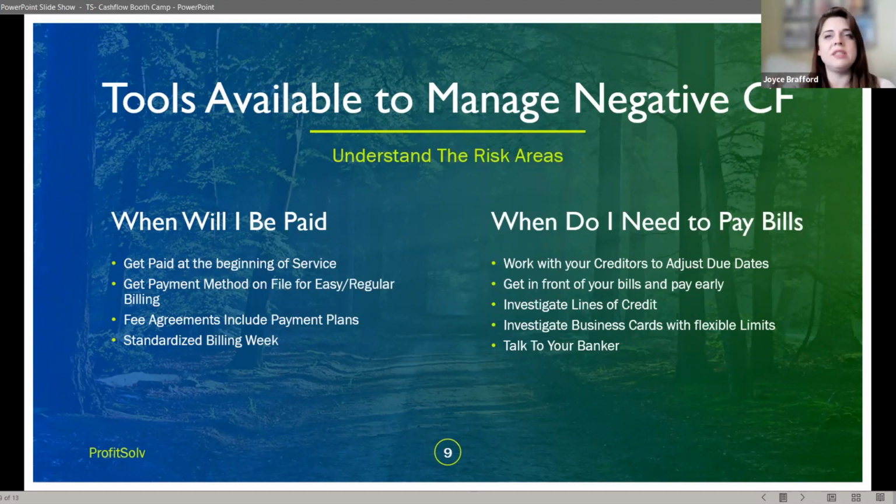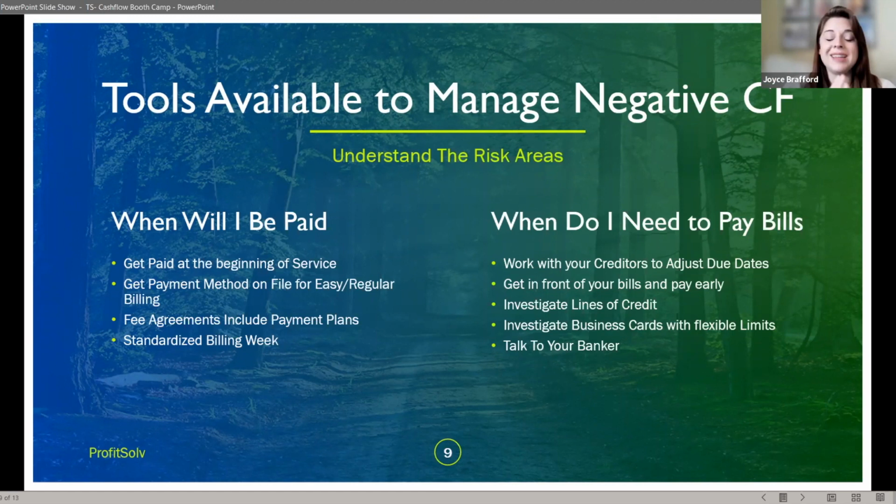You can set it up to automatically cover any defaults in your account. There are some really fantastic ways to make sure you're covering any losses, any shortcomings, any negative balances that you have. A line of credit is a great way to do that. They typically have very reasonable interest rates. And if you're just managing shortfalls over a week, you can pay it back within the same month and not incur any interest fees. So please look into lines of credit and talk to your banker about flexible business cards from your bank.